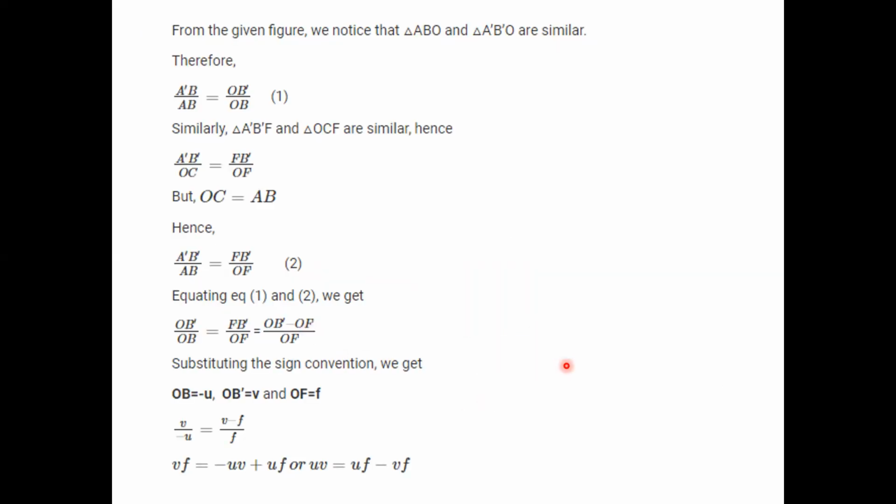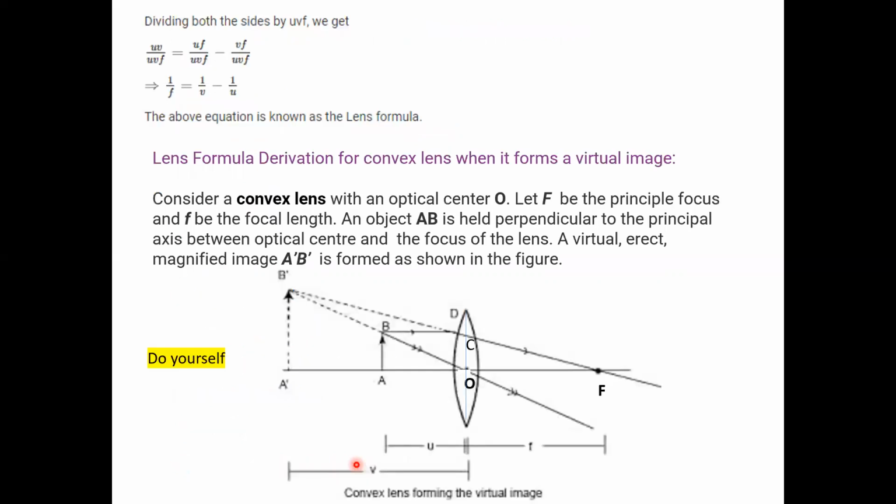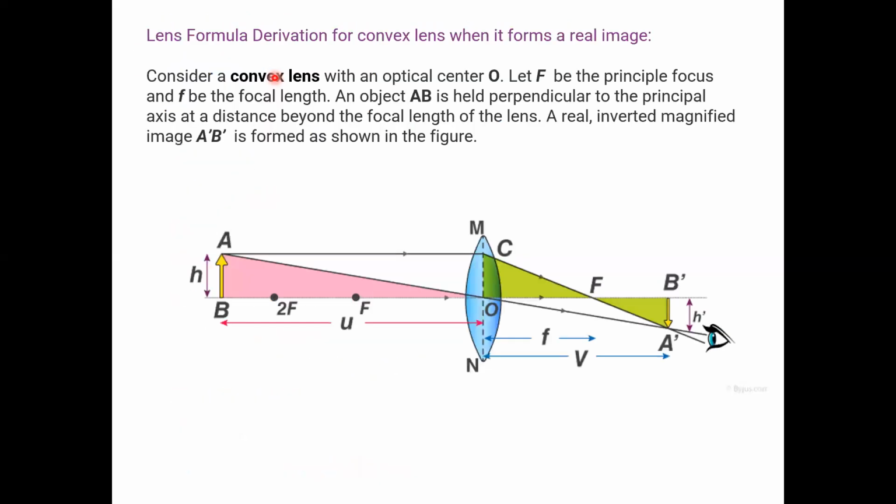So here we can put the values, and after that we'll get an expression like this, and after that we'll simplify it. And our last step is we divide this equation by UVF, and after dividing we'll get our required lens formula. Okay, so it is the first case when the image is real. It is the first case where a convex lens forms a real image.